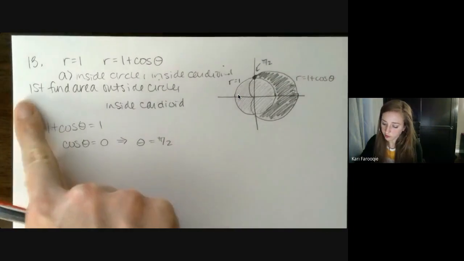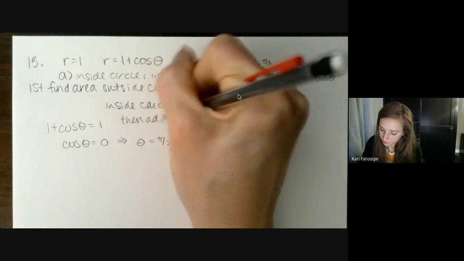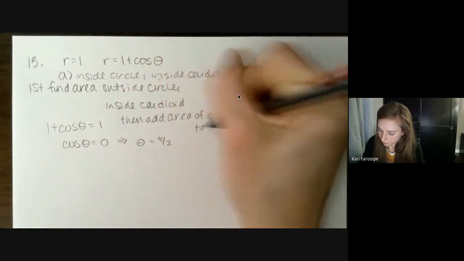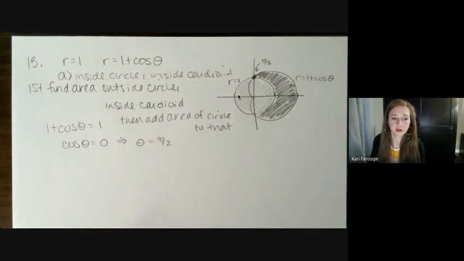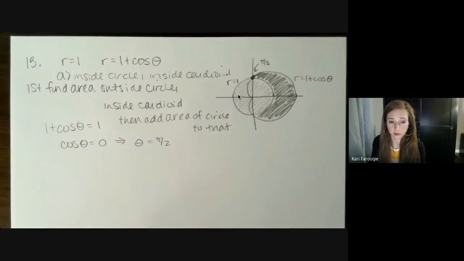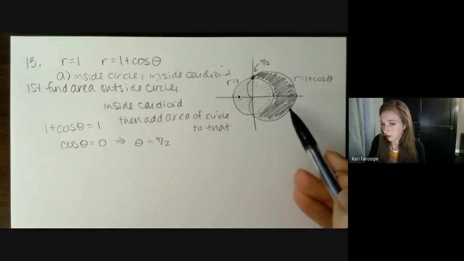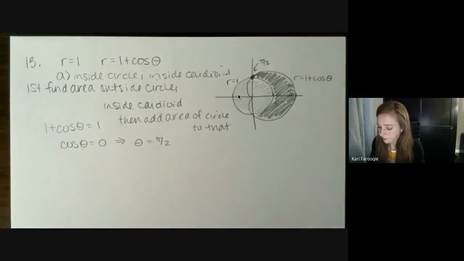So our goal is to first find the area outside the circle, inside the cardioid, and then add an area of the circle. Okay, so that's my goal. You could have done this in reverse. You could have found this piece on the left and then added in the area of the cardioid. Kind of up to you the way you want to do that. Maybe looking ahead to part B, that'd be the easier thing to do, just knowing that you'd have to go that route. It's just what occurred to me first.